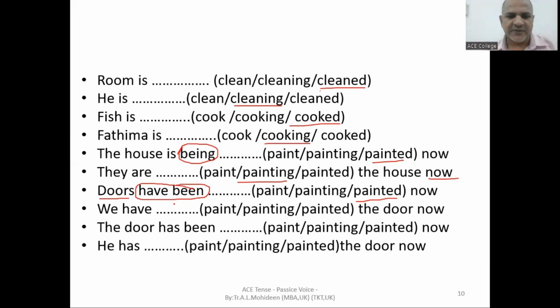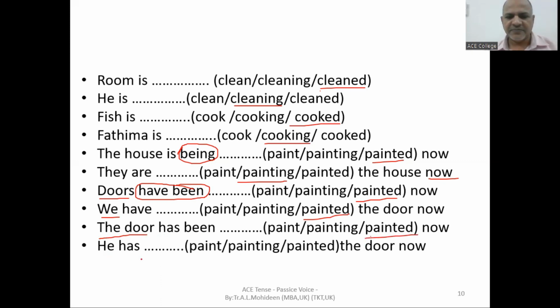We will discuss later. Okay, we have the person here. We have painted the door now. Have, then painted, always fifth form. We have painted the door now. Okay, perfect tense. The door has been painted now. The door is an object. Painted now, fifth form.